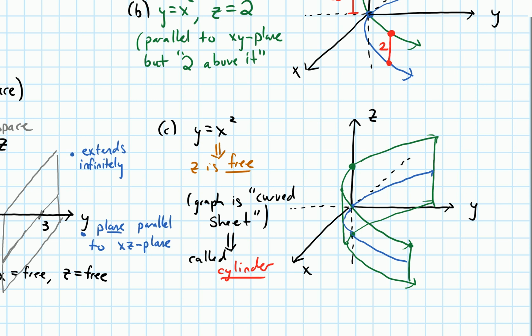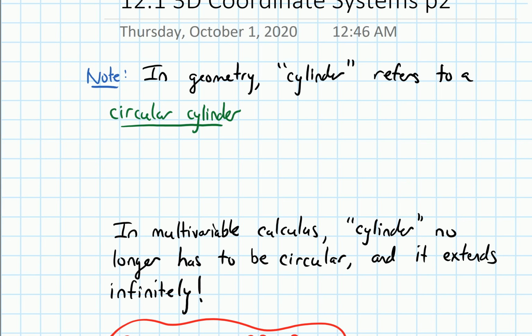My note is, in geometry, the word cylinder technically refers to what's called a circular cylinder. A circular cylinder has a circle at the top, then it extends downwards like this, and then there's this circle at the bottom. And that's the cylinder that we know from geometry. But in multivariable calculus, in our class, the term cylinder no longer has to be circular. We could unravel this sheet, and moreover, a cylinder in multivariable calculus extends infinitely.